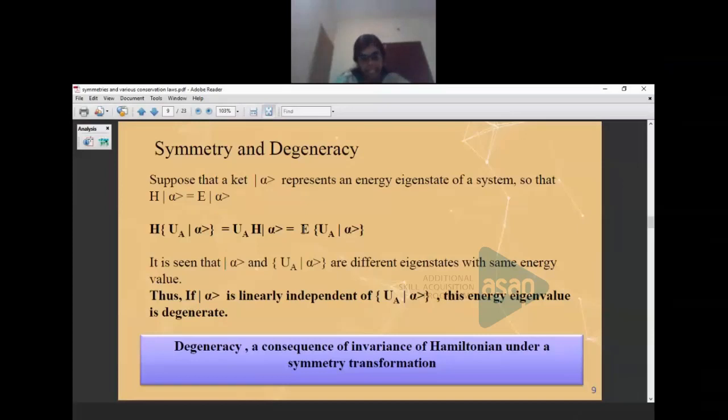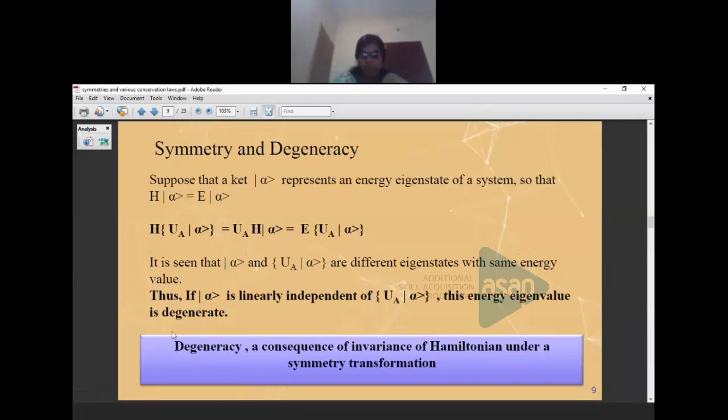This is a very interesting phenomenon, let us say. Here, if U_A alpha and alpha are linearly independent, meaning one cannot be expressed in terms of another, that's the basic thing. If alpha is linearly independent of U_A alpha, then alpha and U_A alpha correspond to different eigenstates with the same energy value. And why is it possible? Because H U_A is the same as U_A H. Then only you are able to get this.